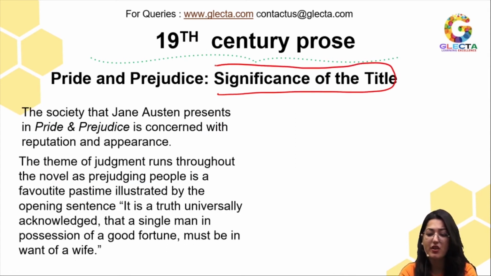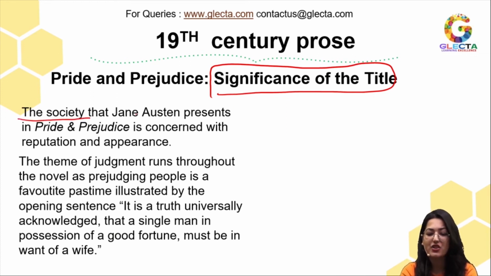So the significance of the title, Pride and Prejudice. Pride means having a very handsome amount of respect for ourselves, and prejudice means having bad thoughts towards someone automatically, in nature. It's known as prejudice.